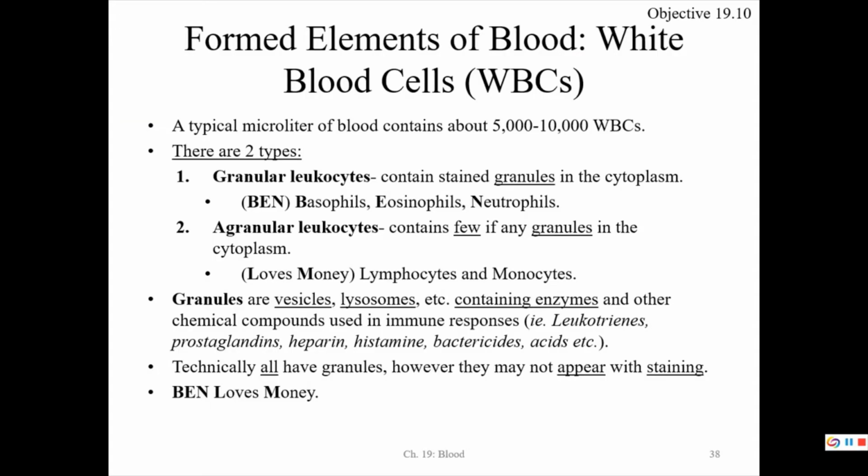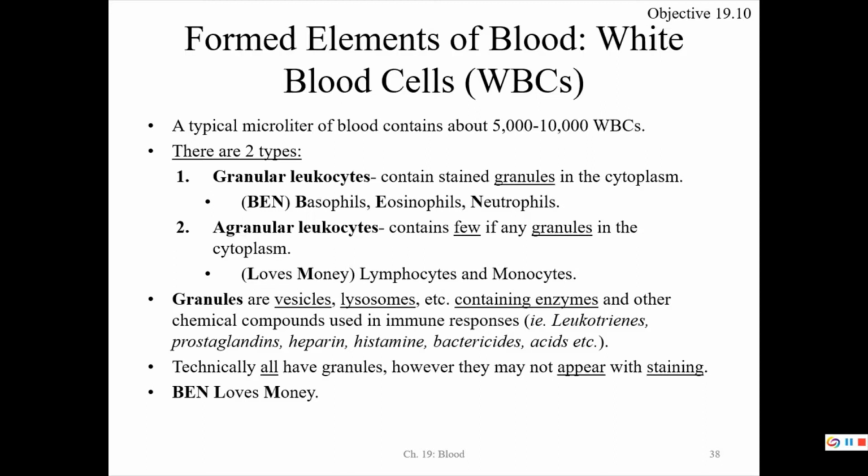So as we start off, let's talk about white blood cells. A typical microliter of blood will contain around 5,000 to 10,000 white blood cells. Now, they come in two types. We'll talk about what are called granular leukocytes, and then agranular leukocytes. Now, we're going to talk about granular versus agranular.